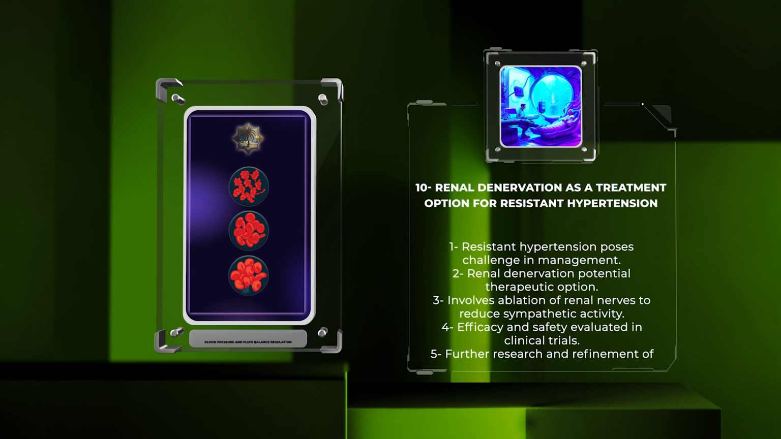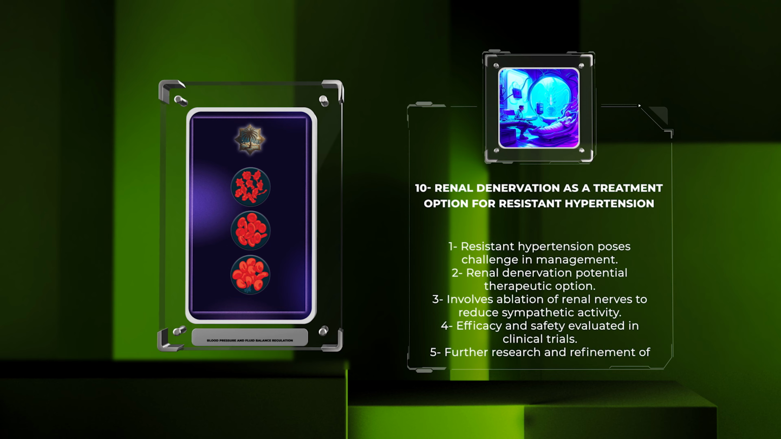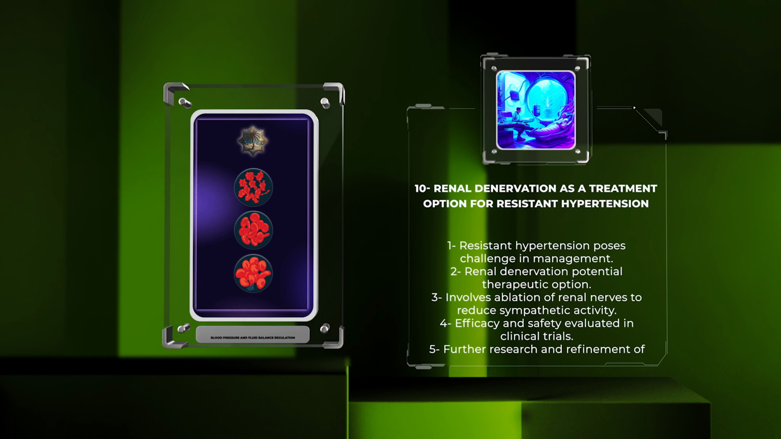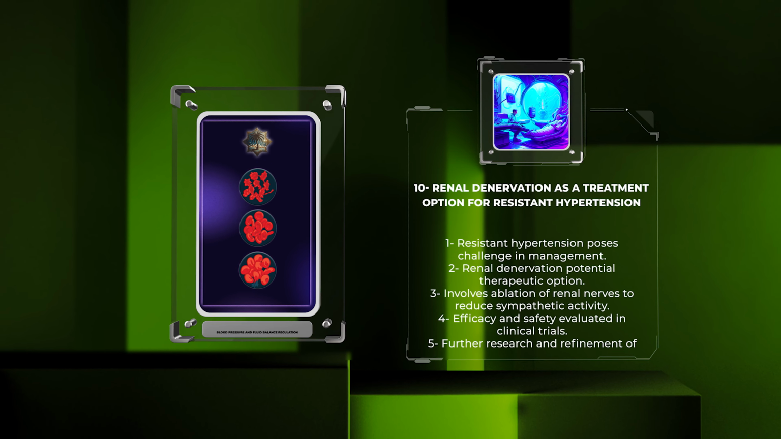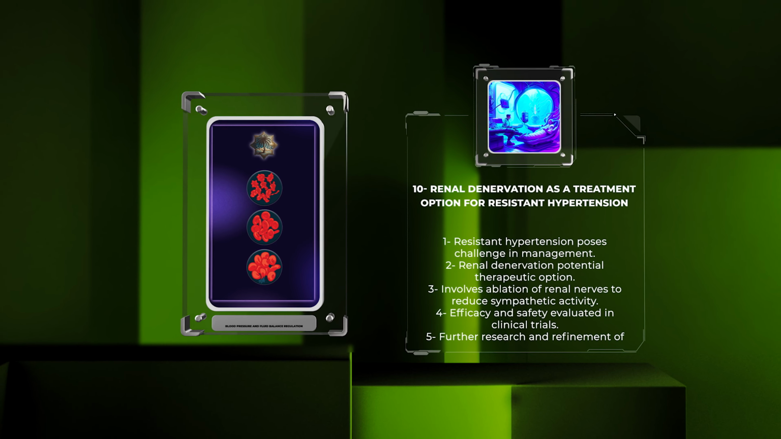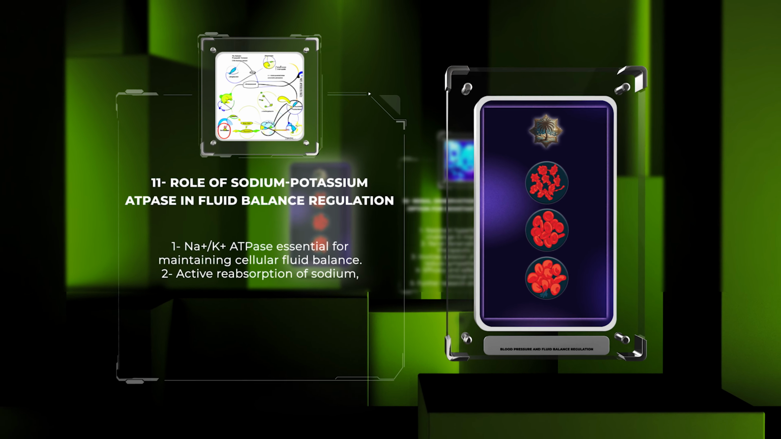The efficacy and safety of renal denervation for resistant hypertension have been evaluated in several clinical trials, showing varying degrees of success. While some trials have demonstrated substantial blood pressure reductions, others have yielded inconclusive results. Further research and refinement of patient selection criteria are necessary to fully establish the role of renal denervation in the management of resistant hypertension.